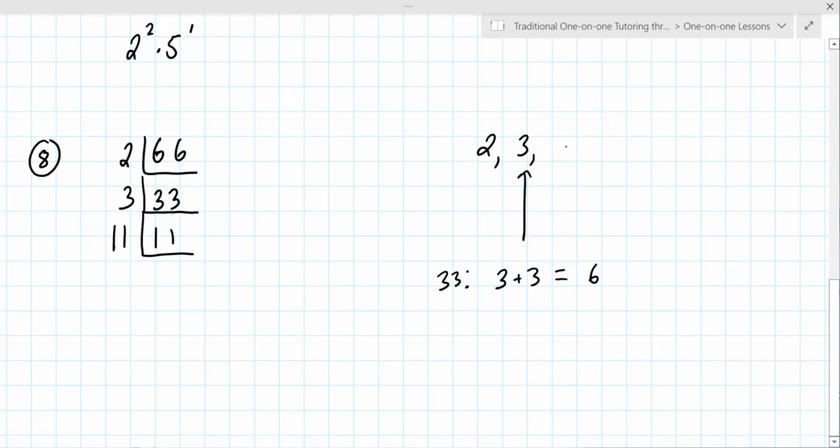Put 11 on the outside. So 11 is another prime number. So it's good to kind of have that list of prime numbers.